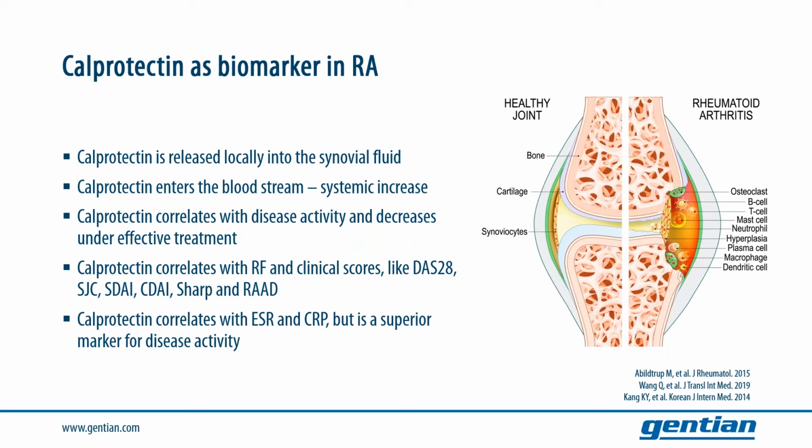In addition, it has been reported that calprotectin correlates also with other inflammation markers typically used in RA diagnostics, like erythrocyte sedimentation rate, ESR, and C-reactive protein, CRP. However, it has also been reported that calprotectin can be a superior inflammation marker compared to ESR and CRP.